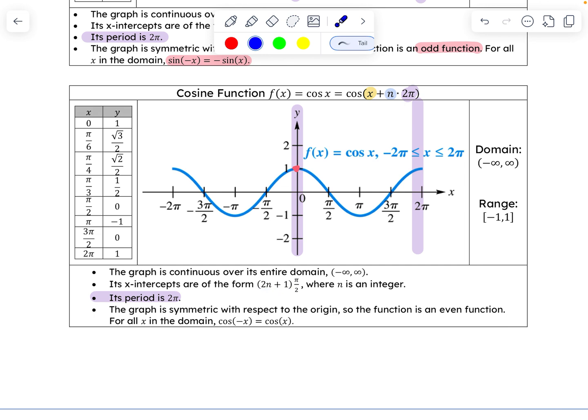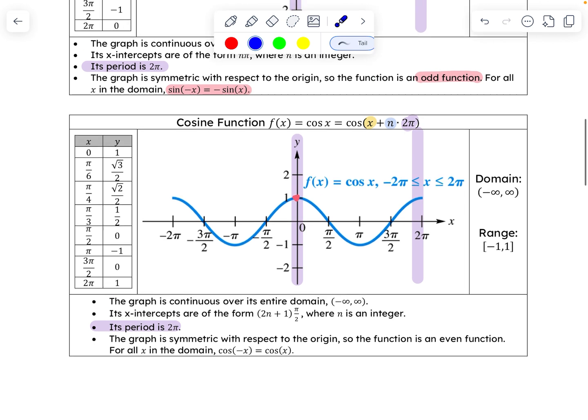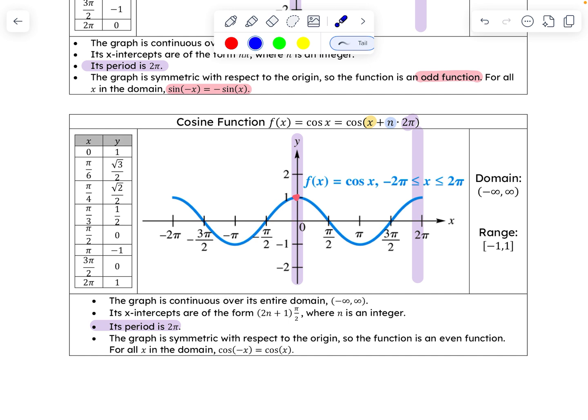The graph is symmetric with respect to the, it's not supposed to say origin, it's supposed to say axis this time instead of the origin. So the function is this time, instead of odd, an even function. And for all x in the domain, the cosine of negative x is just equal to the cosine of positive x. So it does switch up a little bit there.